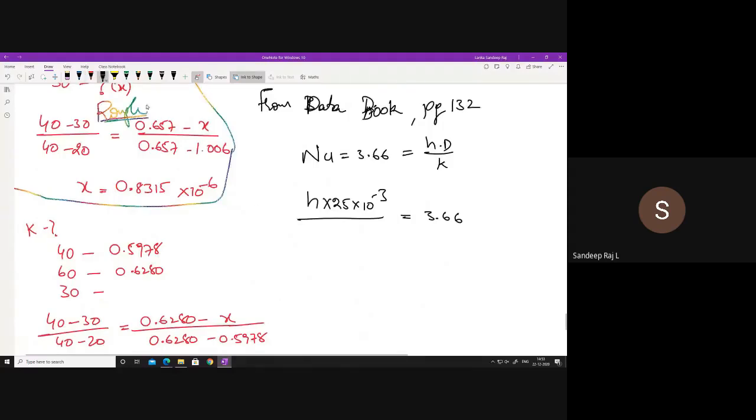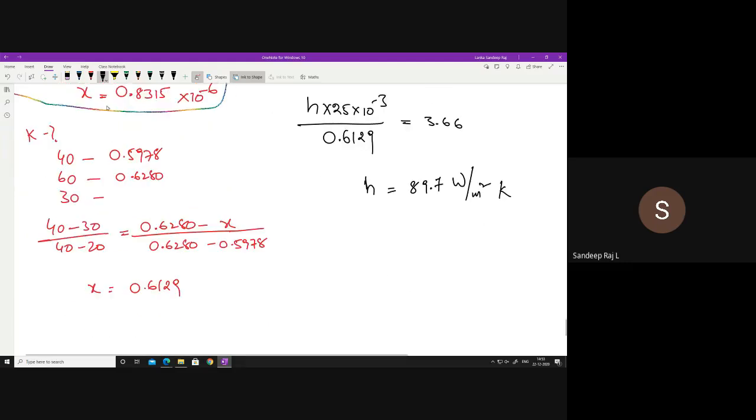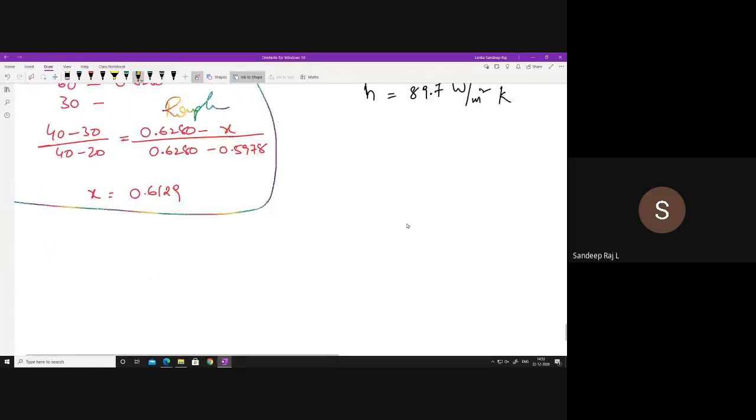Here k is 0.6129. H value, you tell me. 89.7. 89.7 watt per meter square Kelvin is your h. Okay, you're done with your h. What is the next thing to do? You have to get the value of T out. T out you have to calculate.